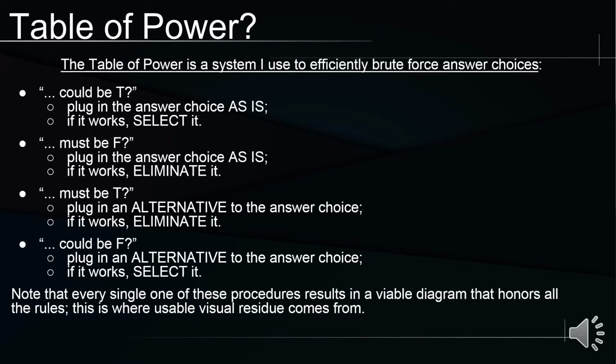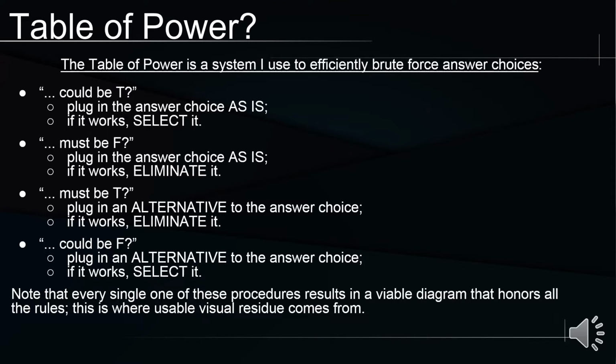Even if you have no clue how the game works and you are brute forcing the first 2 or 3 questions using the table of power, just plugging it in, if it works, select it, if it doesn't work, eliminate it, that sort of thing. Even if you have no idea what to do and you're just going brute force one by one with the rules, you will end up with visual residue, and that can be useful in future situations if you know what you're doing.